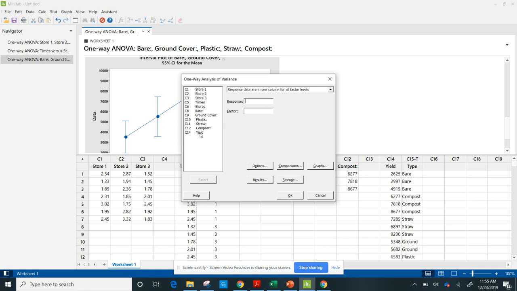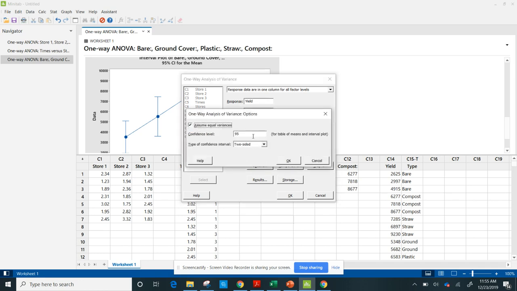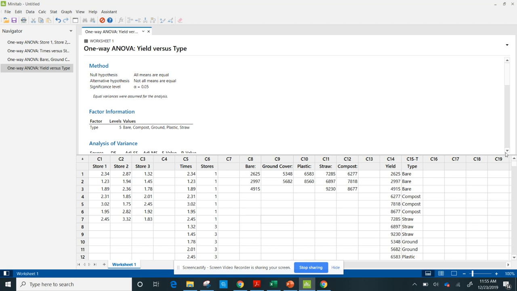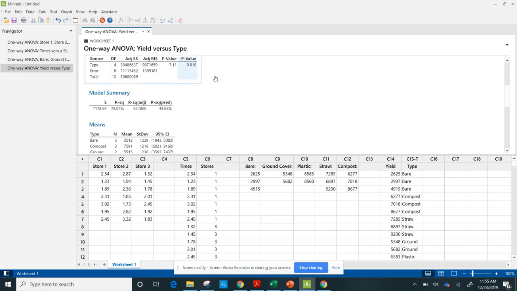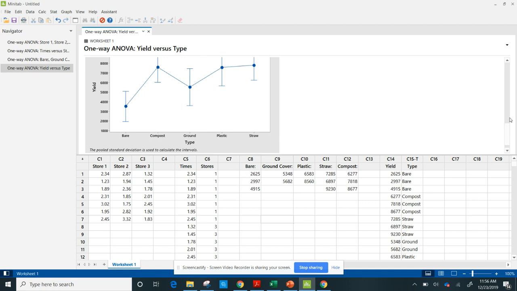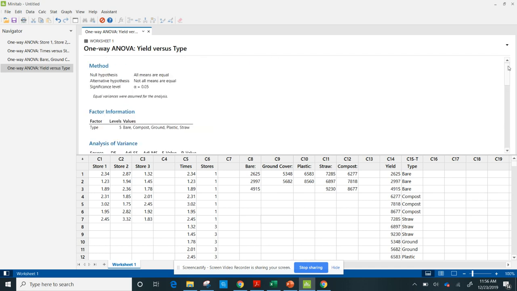So response is yield, factor is type. Options, again, they're going to be the same. Check assumed equal variances, 95 and 2-sided. Hit OK and OK. And again, if I quickly go down and look, it gave me the exact same thing, even gave me the same graph. So I'm good to go. So let's keep going.